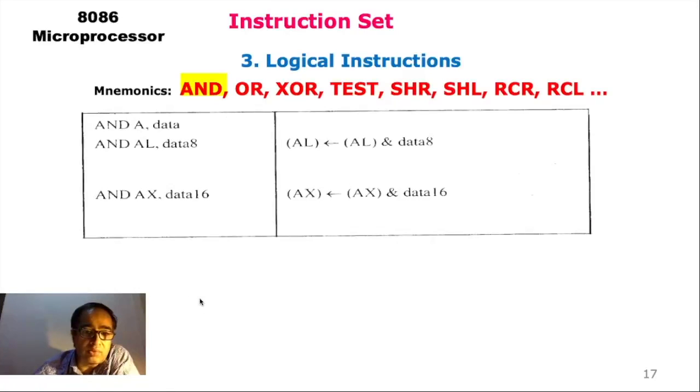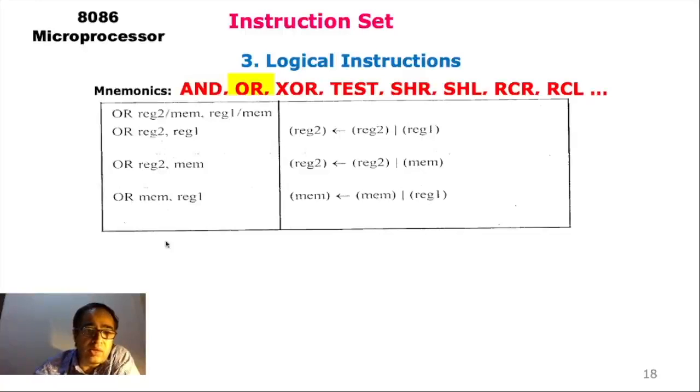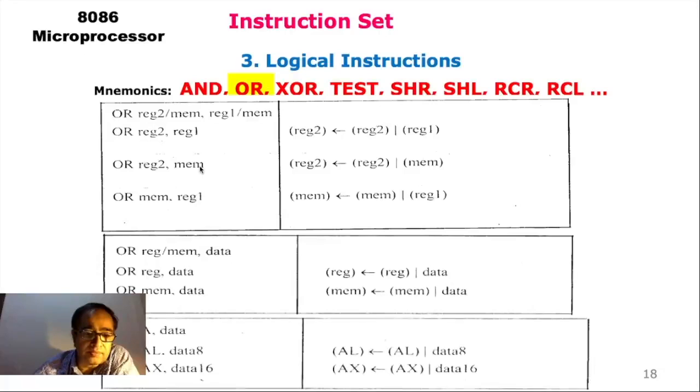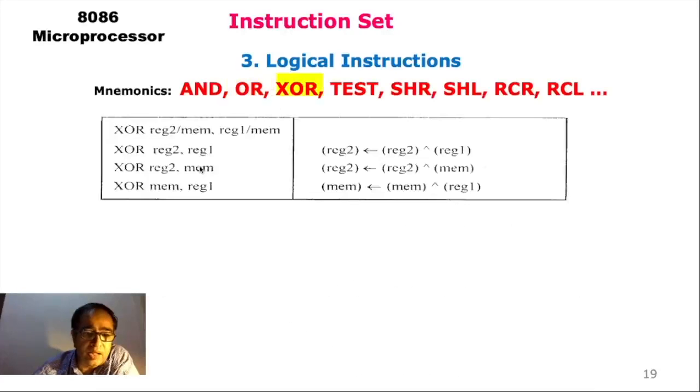The same happens in OR. In OR, we do register memory, memory register. So it is a logical OR. Coming to XOR, again the same. This is the bitwise XOR.